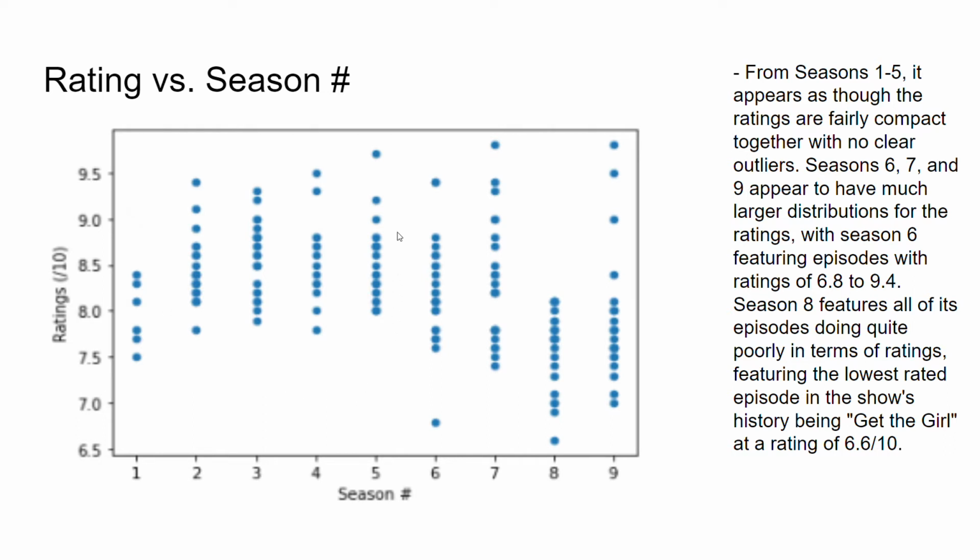If you focus on seasons 1 to 5, it appears as though the ratings are fairly compact together with no clear outliers. Seasons 6, 7, and 9, however, appear to have much larger distributions in ratings, with season 6 featuring episodes with ratings from 6.8 to 9.4. And finally, season 8 features all of its episodes doing quite poorly in terms of ratings, at least compared to the other seasons, featuring the lowest rated episode in its history, Get the Girl, at a rating of 6.6 out of 10.